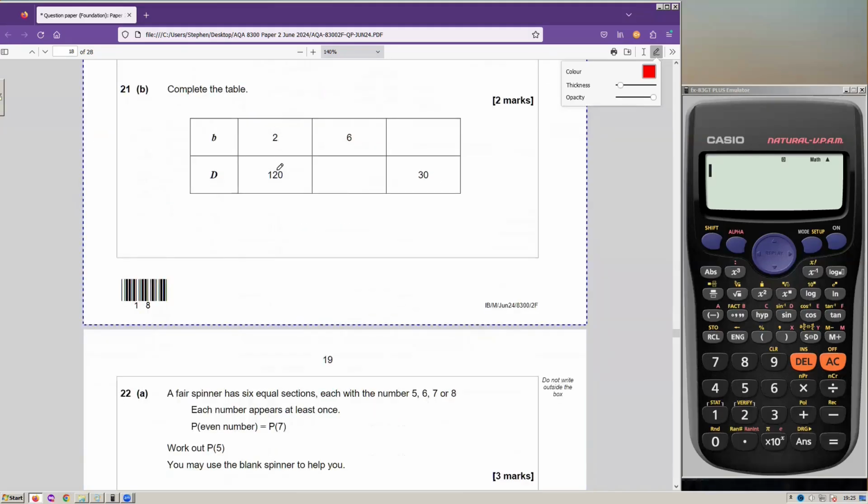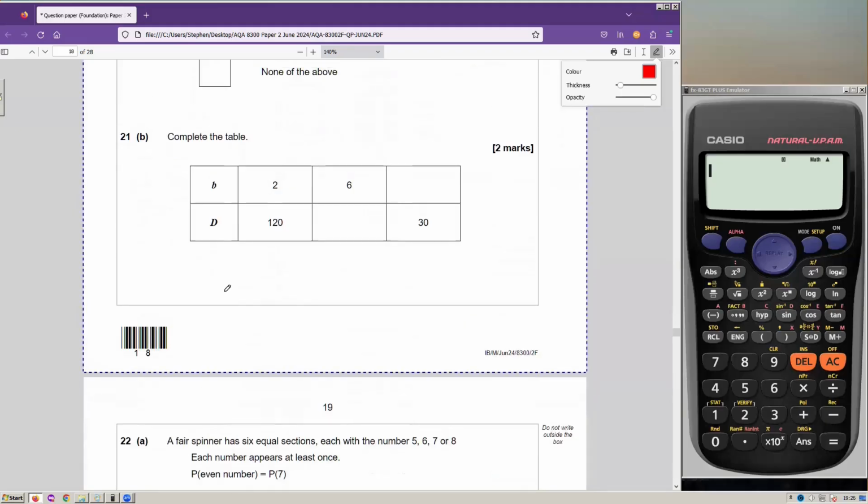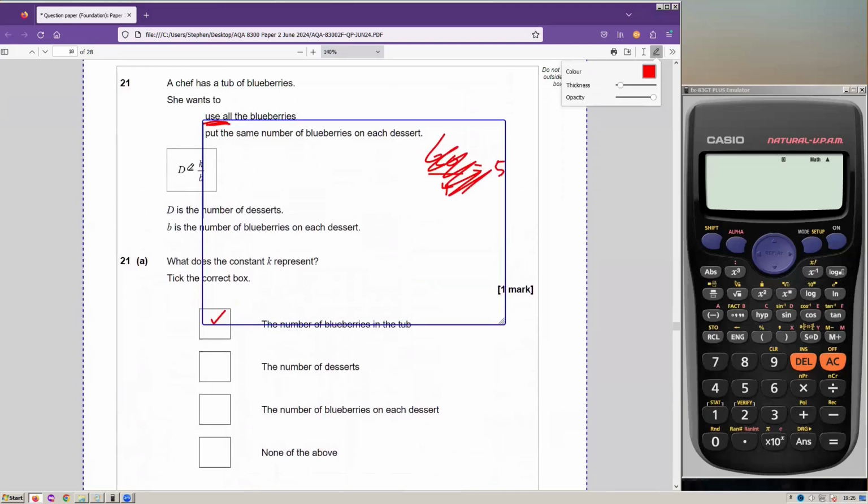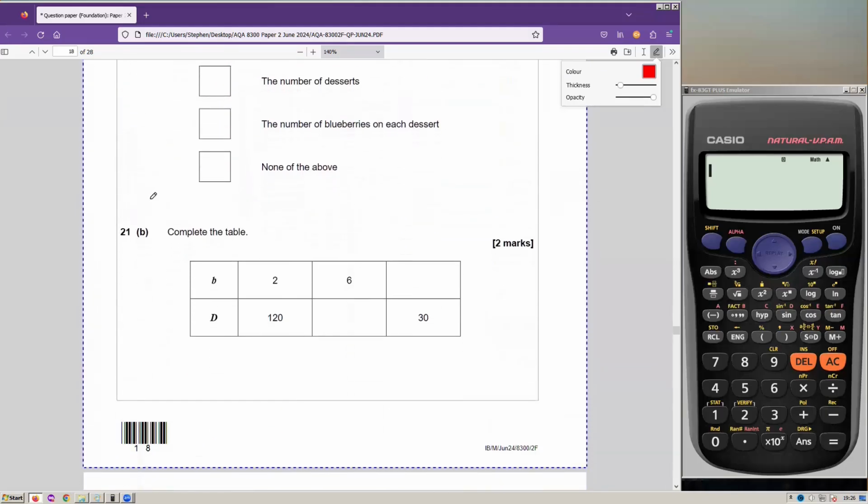B is 2, and it makes 120 desserts. So using the thing we just talked about, we can find out how many are in the tub. If K makes 120 and B is 2, if I took the 2 up there, 2 times 120, I get 240. So I'm gonna write straight away K equals 240. Okay, because it's twice 120. That's how many are in the tub.